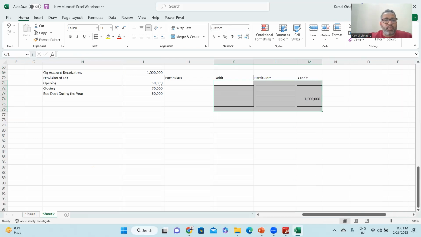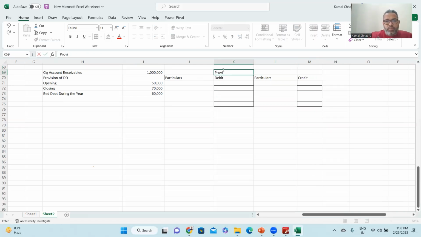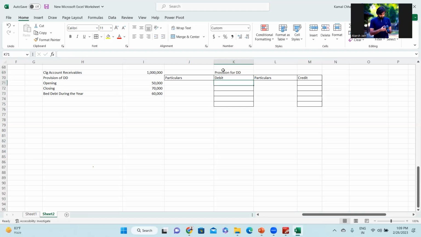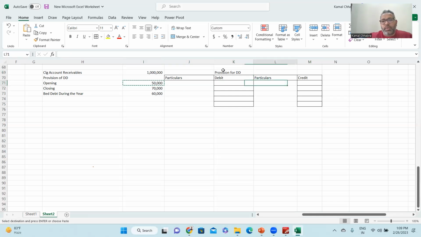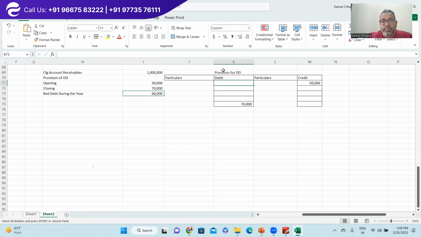What is your opening balance? We don't know. Or maybe let's make a provision for doubtful debt account instead. Yes, that is better, since we have more information for that. So for the provision for doubtful debt, the opening balance is 50,000, which will come here. The closing balance is 70,000. And how much is the actual bad debts? Where does it go, debit or credit? It will be a debit against the provision. Yes, sir.